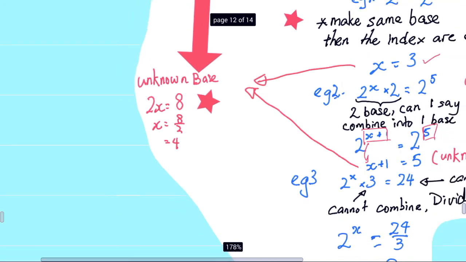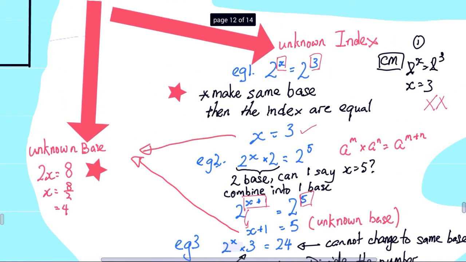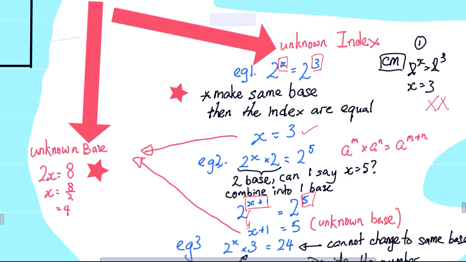Now, for the other type, which is the unknown index, it is different from unknown base. In this case, this is 2 to the power of x. Look at the unknown base again. This is 2 times x. So how do we solve for the unknown index?